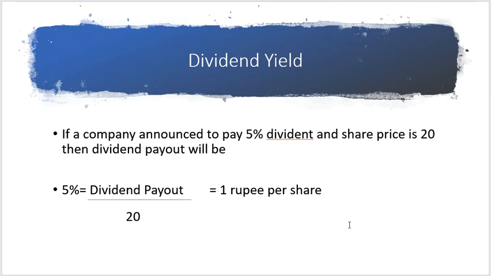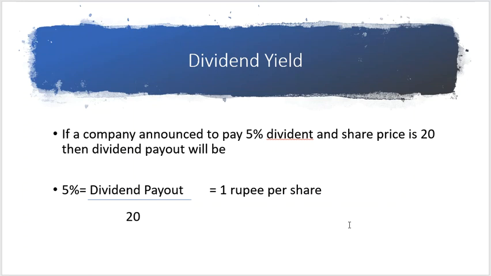Now in this case, what I have done is reverse the question, so you can understand it from a different perspective. Suppose a company announced to pay out 5% of dividend and the share price is 20. Then what will the dividend payout be, I mean, how much dividend will you get?